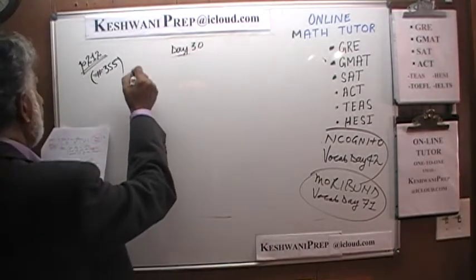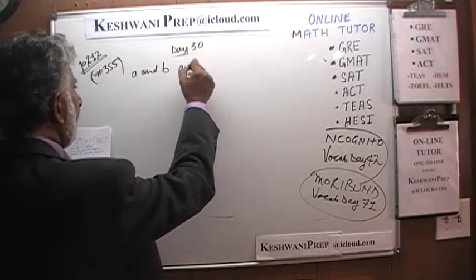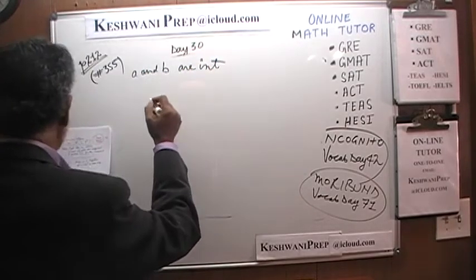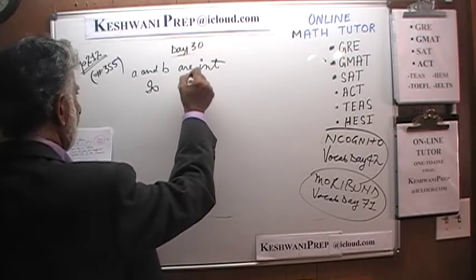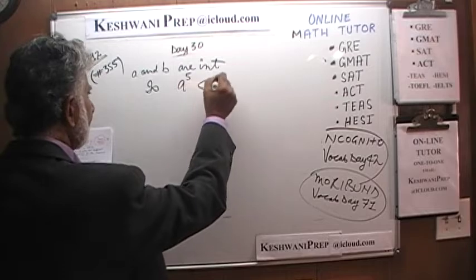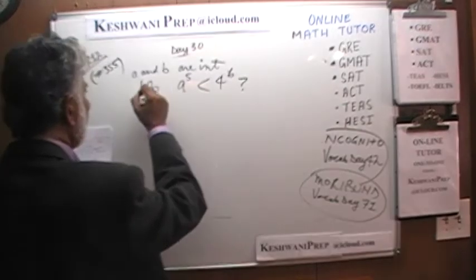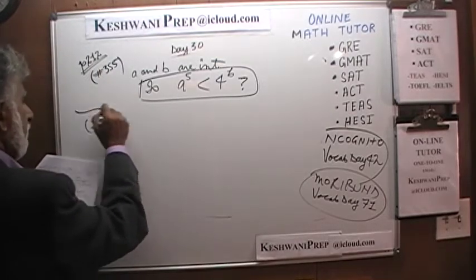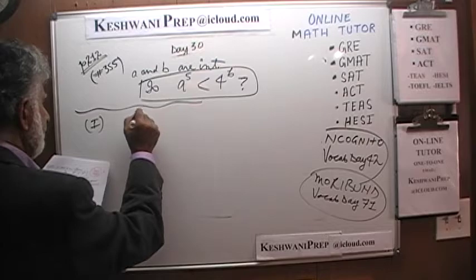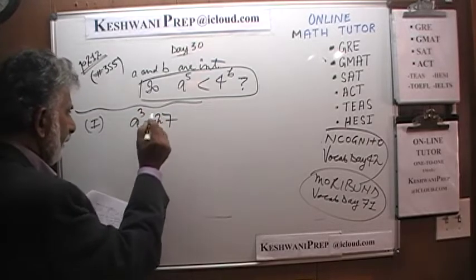Okay, we are told here that A and B are integers. Question is, is A raised to 5 less than 4 raised to B? That is the question. We are told that A cubed is equal to negative 27.